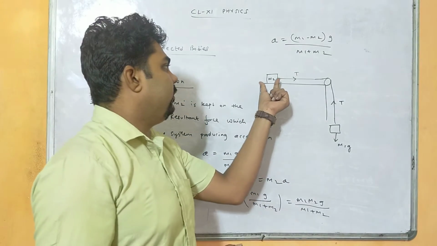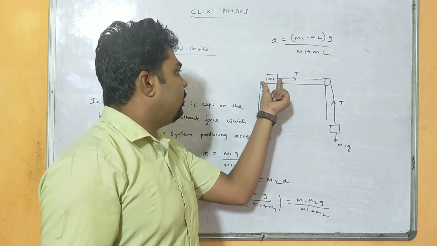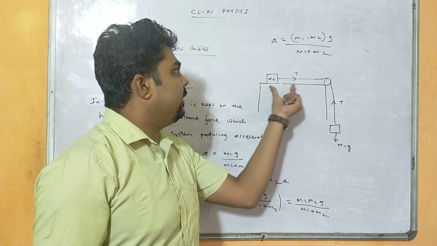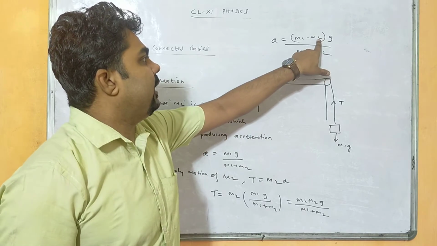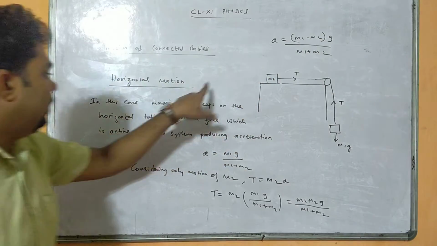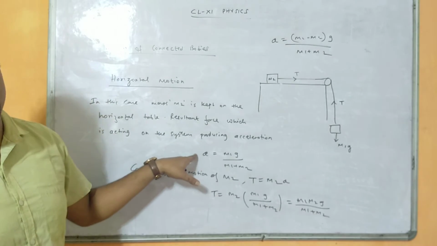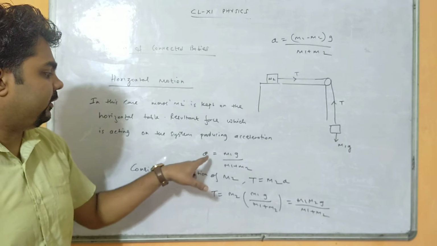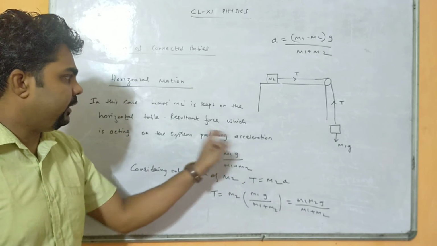But here in this case, this one is resting on the table, so the mass of this body will not come into effect in the acceleration. So if I consider m2 as 0 in the earlier formula, I will get m1g by (m1 plus m2). That is the resultant force acting on the system for producing acceleration, so acceleration equals m1g by (m1 plus m2).